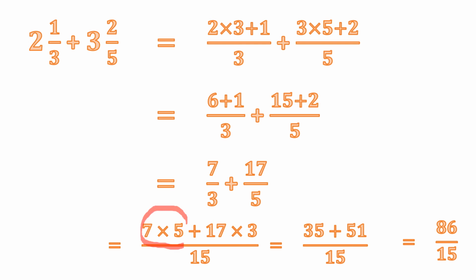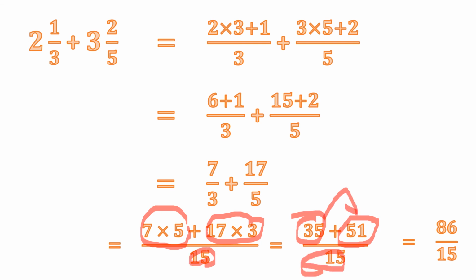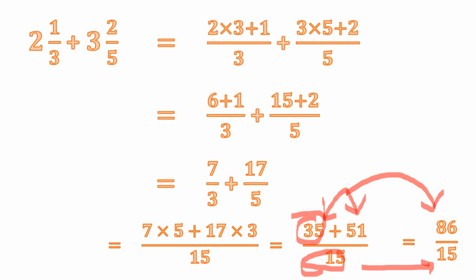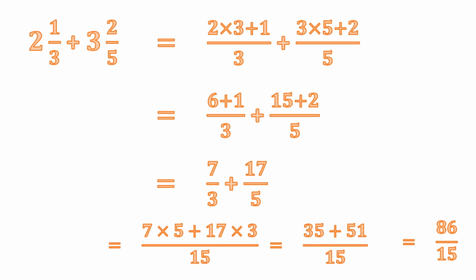So 7 into 5 is 35. Then 7 into 3 is 21. Then 15 will remain 15 itself. Then 35 plus 21 is 56. So 56 by 15, right? So that is how you get 56 by 15. So that is how you add it.